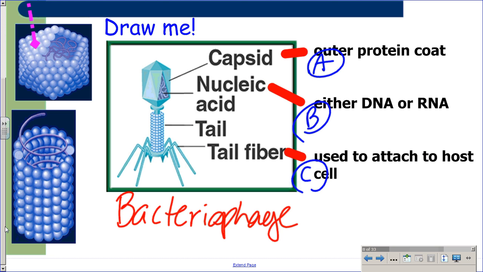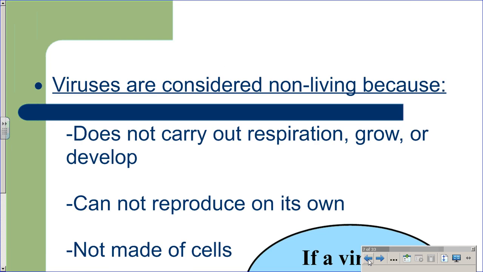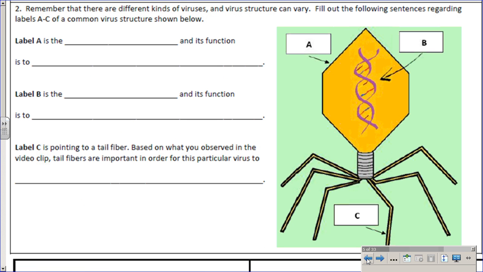All right, and then in your images, your image here, let's fill in the blanks. Let's do this together. Remember that these are different kinds of viruses and virus structures can vary. Fill out the following sentences regarding labels A through Z of a common virus shown here.